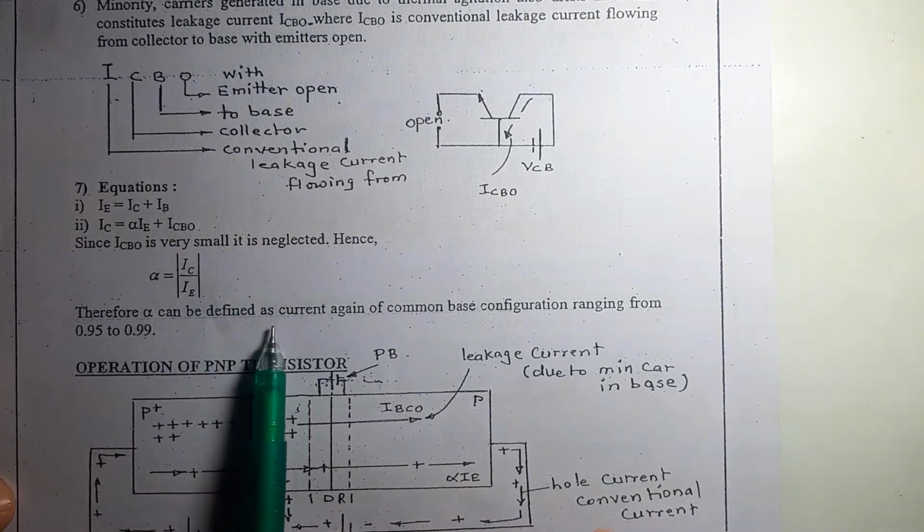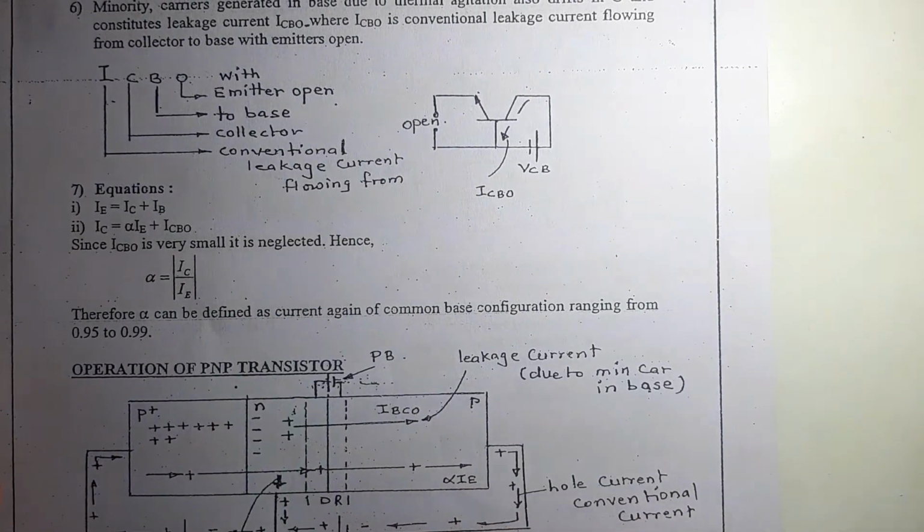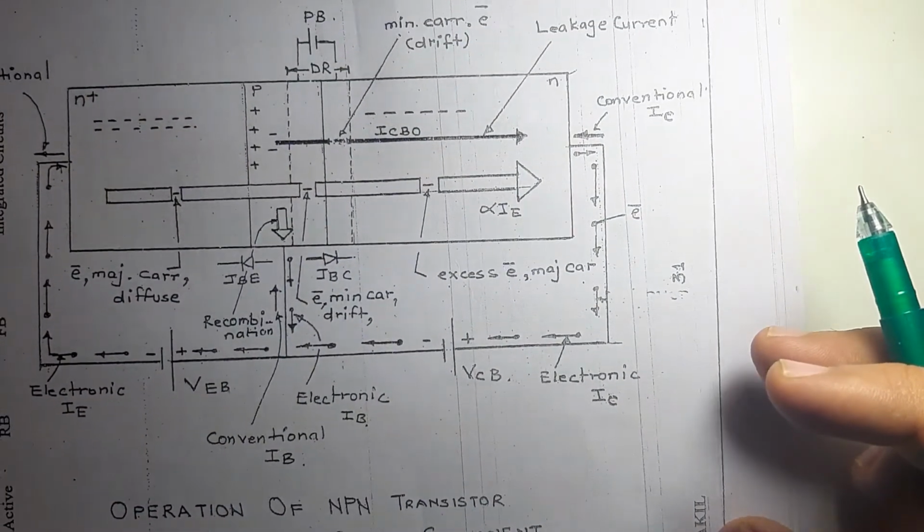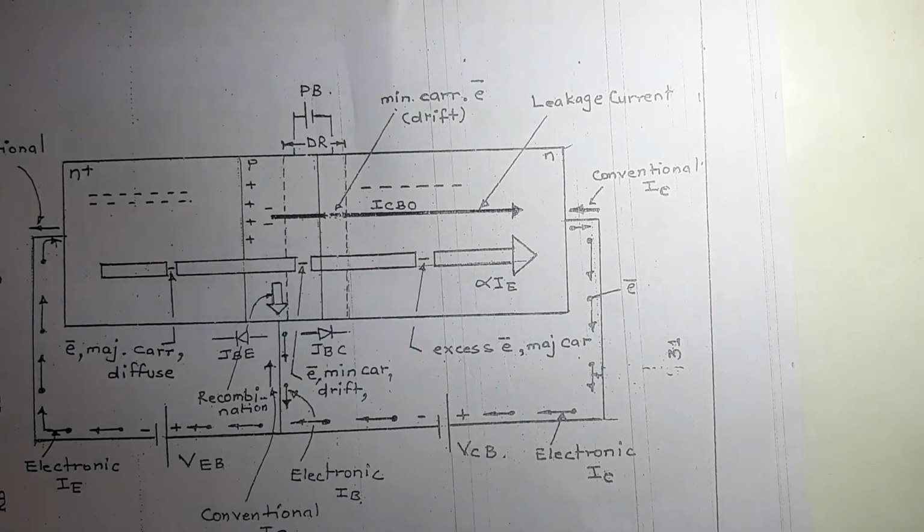Now alpha can be defined as the current gain. Now why current gain? Let me again give you a diagrammatical look over here. Now I hope this is visible, beta? If not, I'll just wait, just give me a moment.